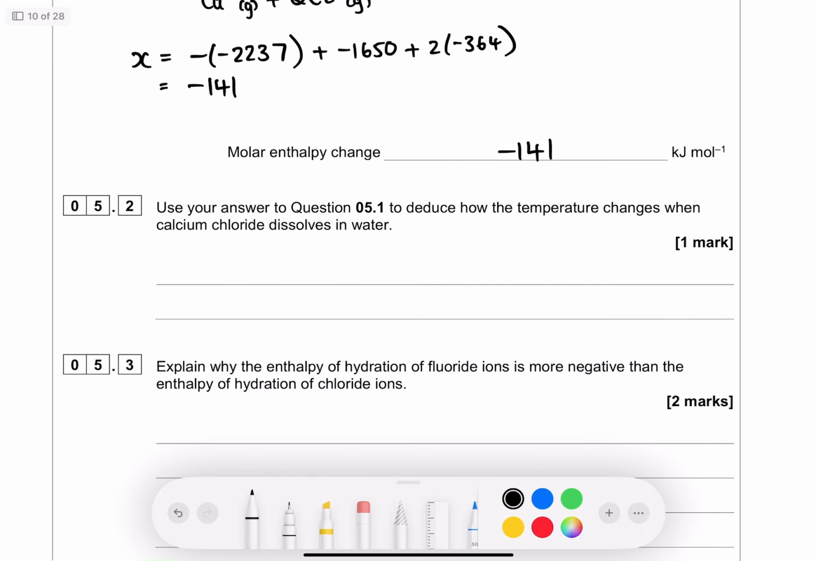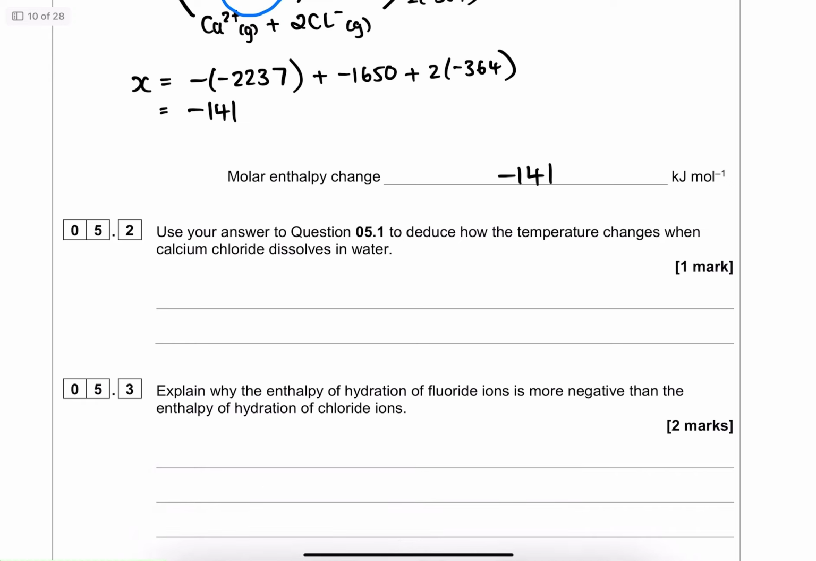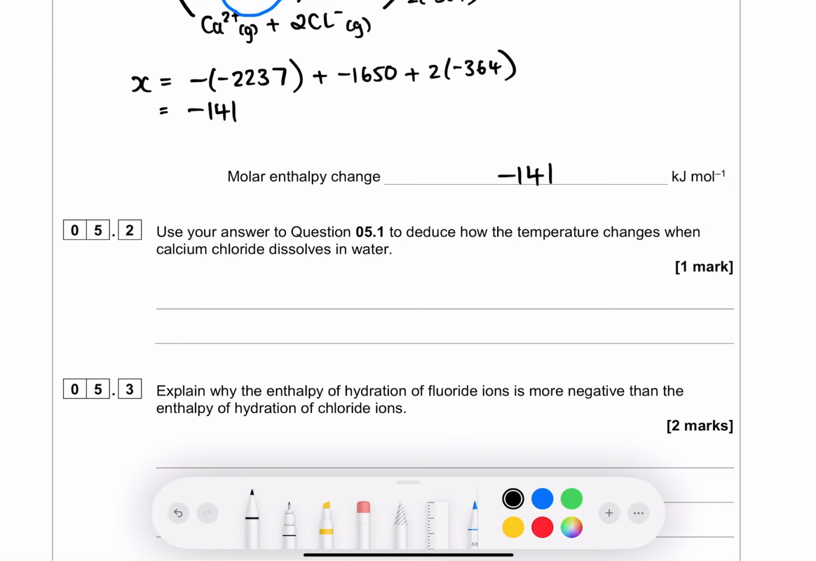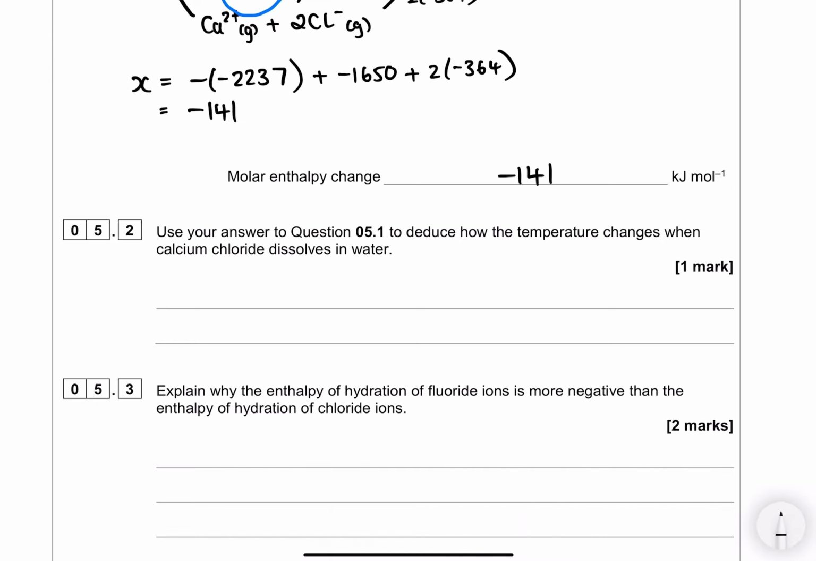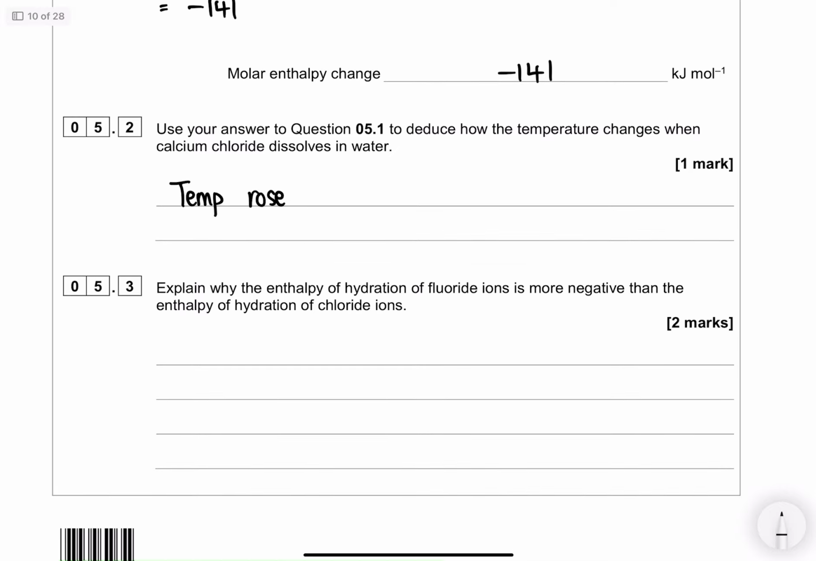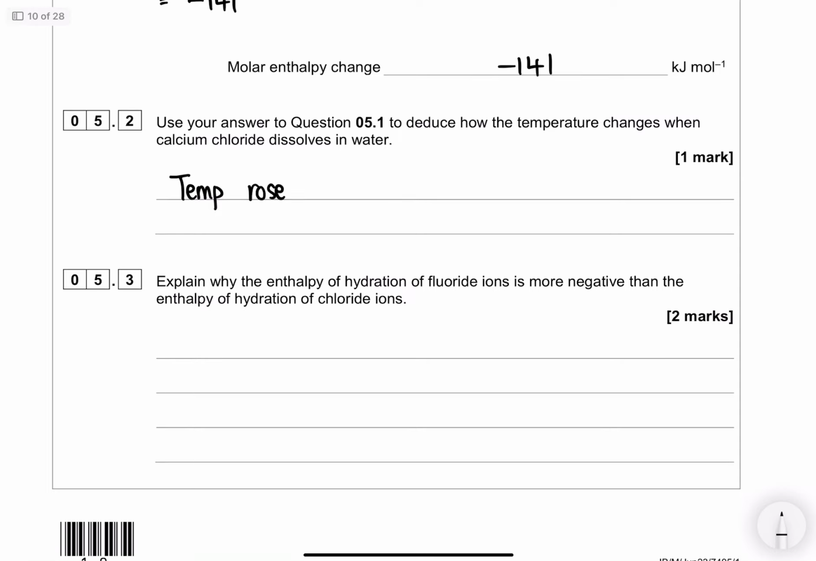Use your answer to question 5.1 to deduce how the temperature changes. Now, because my reaction is exothermic, the temperature must have risen when I added my calcium chloride to water.